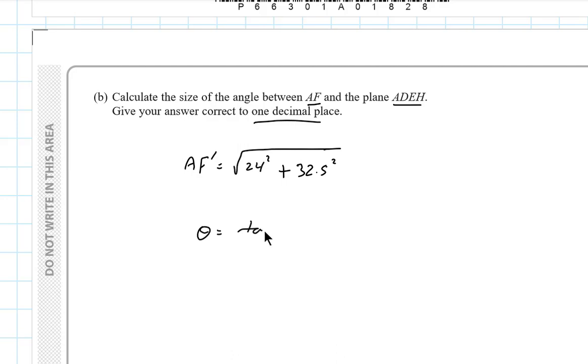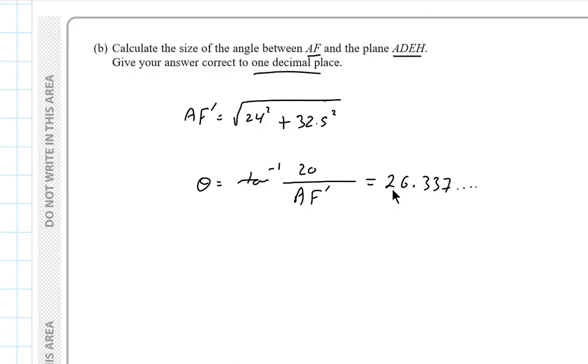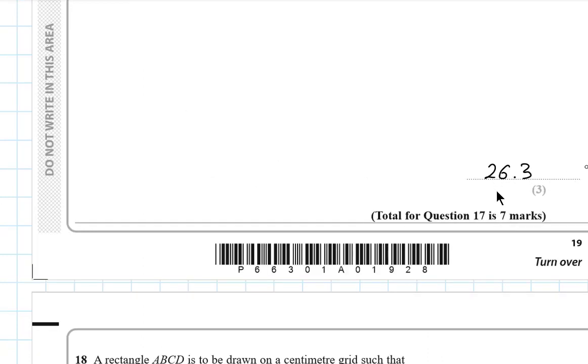Okay, finally theta equals tan inverse 20, which is the opposite, divided by AF dash. Okay, the answer will be 26.337 and so on. To one decimal place, it will be 26.3 degrees.